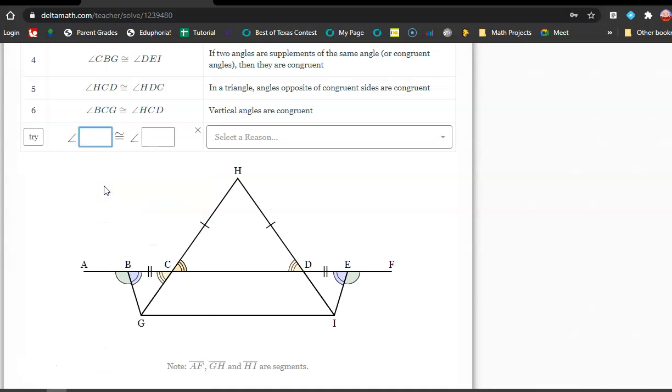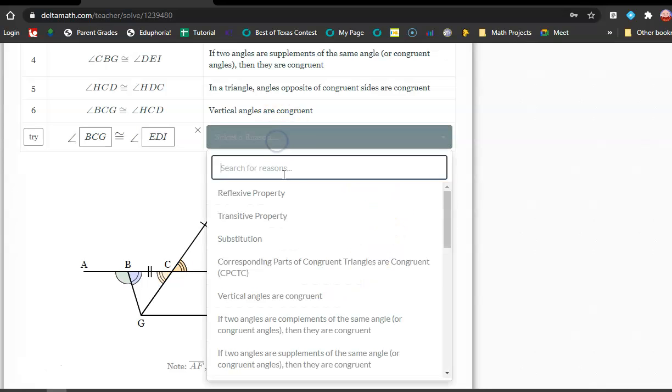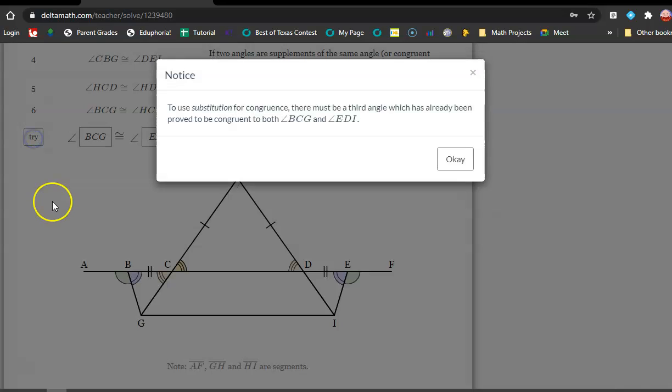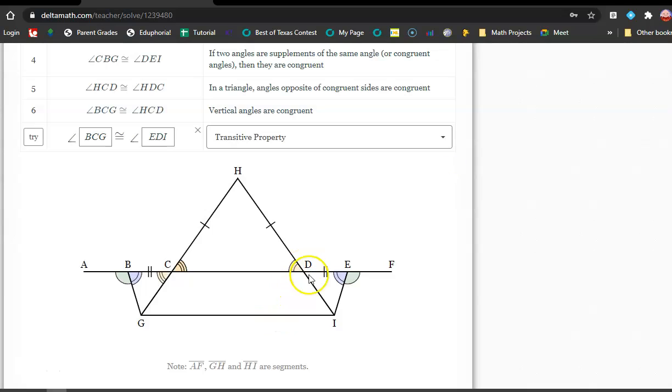We've got angle BCG is congruent to this one over here, EDI. Why? Because they're congruent to congruent angles. Oh, wait a second. We didn't say that those two are vertical angles yet, did we? Let's say those are vertical angles. So angle HDC is congruent to EDI because they are vertical angles. There we go.